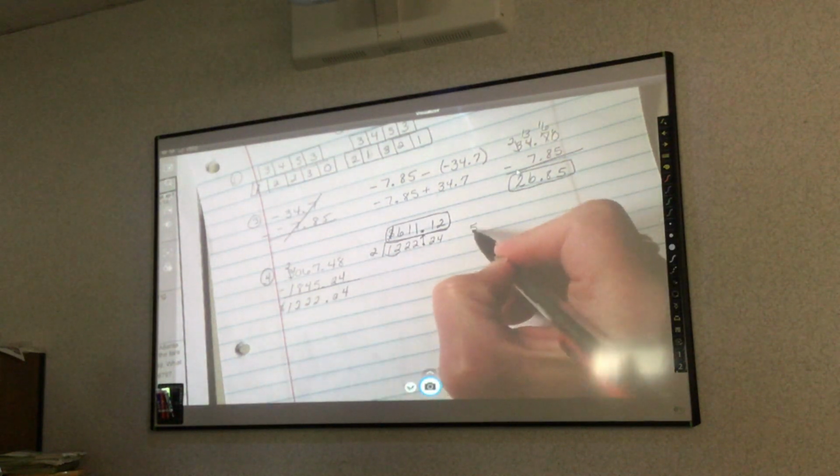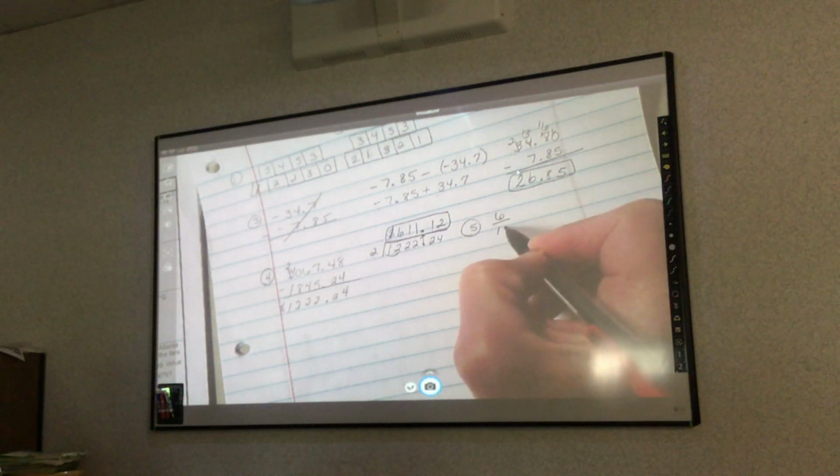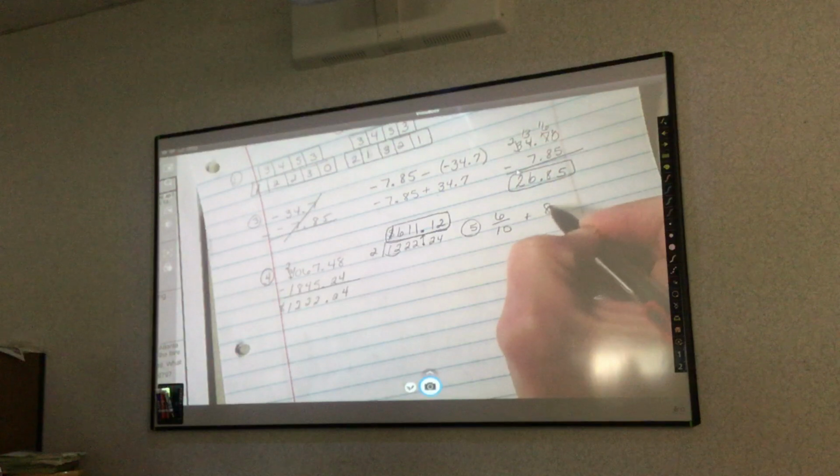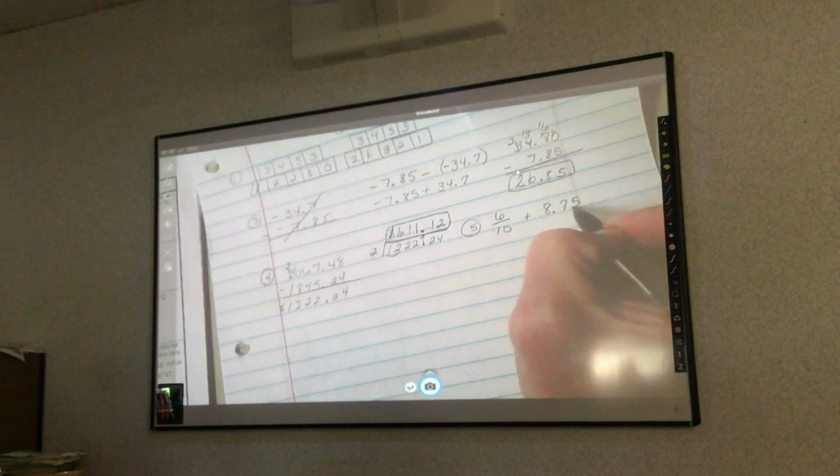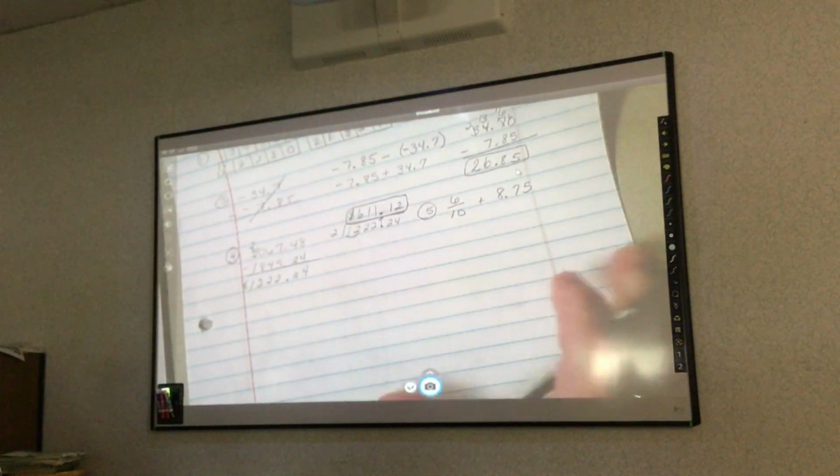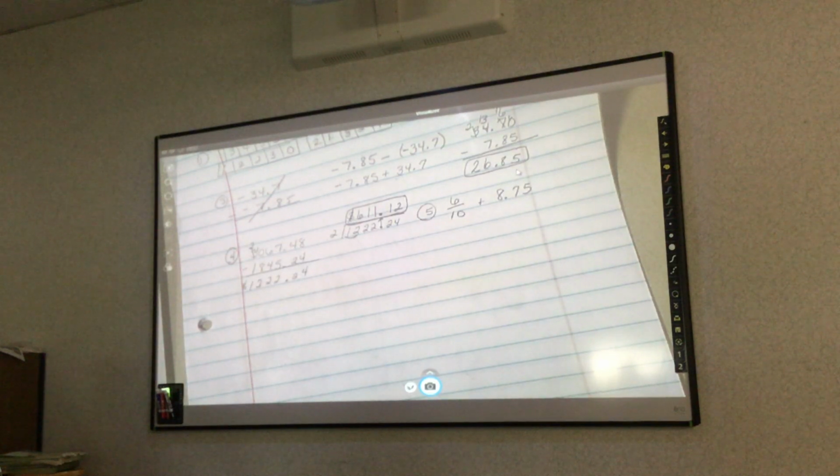Number 5. We have 6/10 plus 8 75/100. Says for us to simplify, which just means to answer, just means to solve the problem. So when I'm adding, I have a fraction and I have a decimal. What do I need to make sure? That they are what? Either both fractions or both decimals.